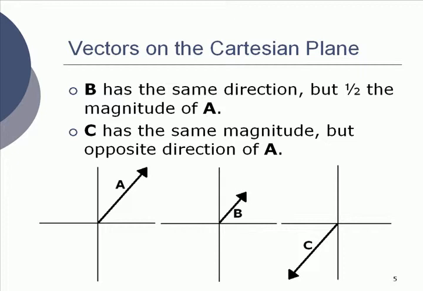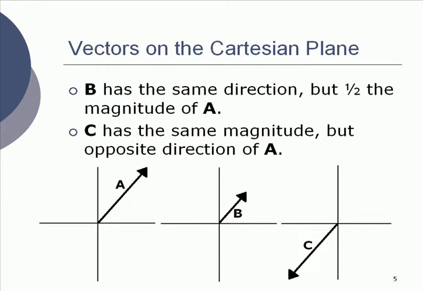C has the same magnitude as A, that is the same force or same speed, but in exactly the opposite direction. Again, all relative to the Cartesian plane, which is how we'll handle most vectors. It's important to note that a vector doesn't necessarily have to have a location, and typically doesn't have a location.